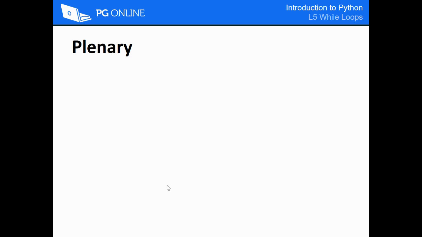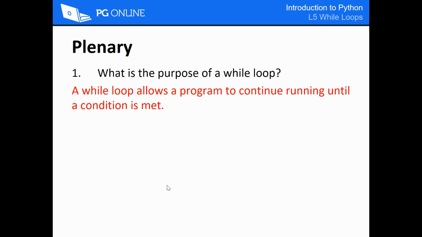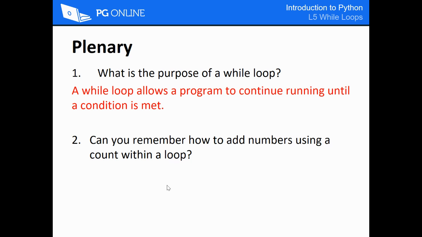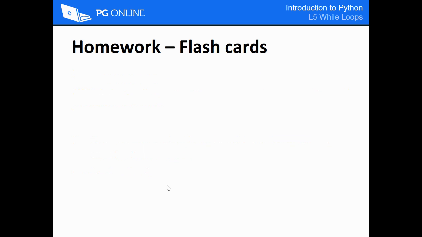Once you finish the activity and you've done your print screens, the plenary is: what is the purpose of a while loop? A while loop allows a program to continue running until a condition is met. Can you remember how to add numbers using a count within a loop? Count equals count plus 1.